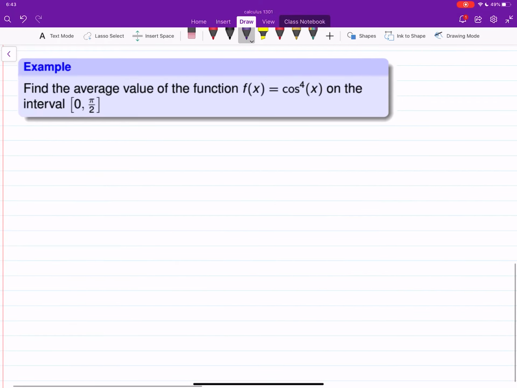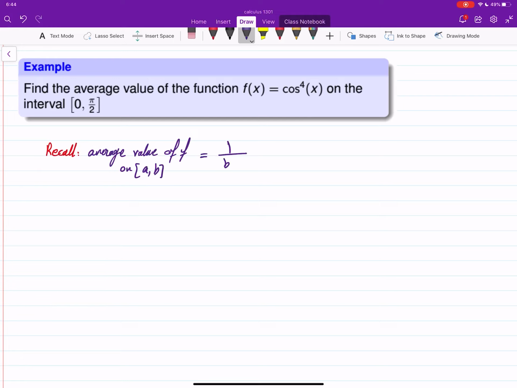Find the average value of the function cosine to the power of 4 on the interval 0 to pi over 2. Remember that the average value of a function f over an interval ab is given by 1 over the length of the interval, multiplied by the integral of that function on that interval.